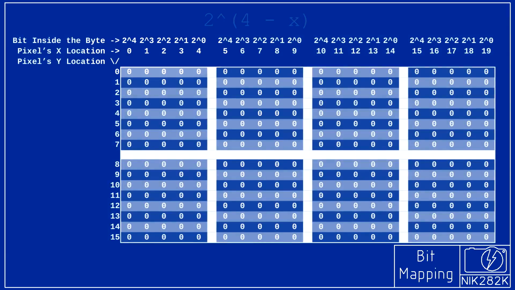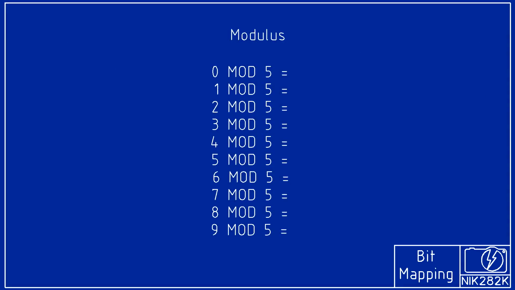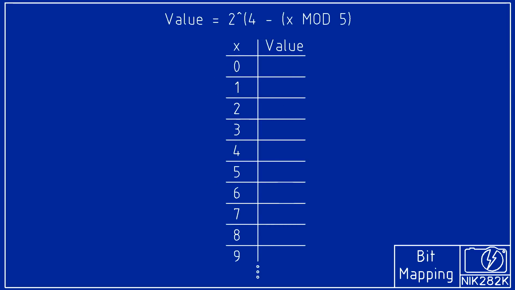To make this cover any x value and not just 0 to 4, I use the modulus function. Modulus returns the remainder of a division. So for x mod 5, the values of x being 0 to 9, the results would be 0, 1, 2, 3, 4, 0, 1, 2, 3, 4. This means that for any x value, we can get the bit by the function 2 to the power of 4 minus x modulus 5.